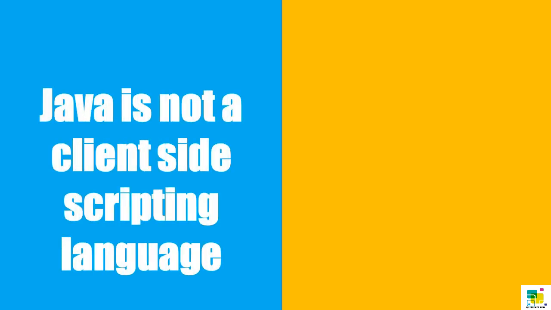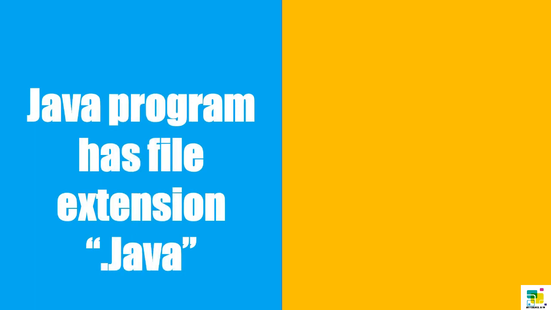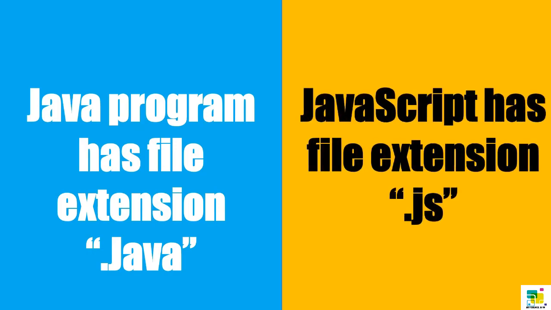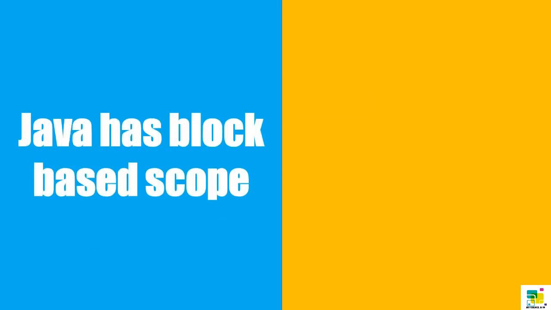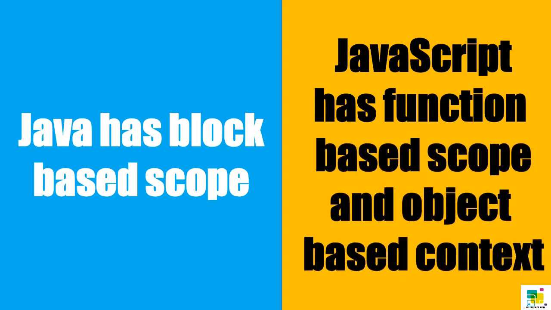Java is not a client-side scripting language. But JavaScript is a client-side scripting language, meaning the script runs on the client side rather than the server side. The .java extension is used to save Java code. But in JavaScript, the .js file extension is used to save the code. The scope of Java code is based on the block in which it is written. But JavaScript has function-based scope and object-based context.